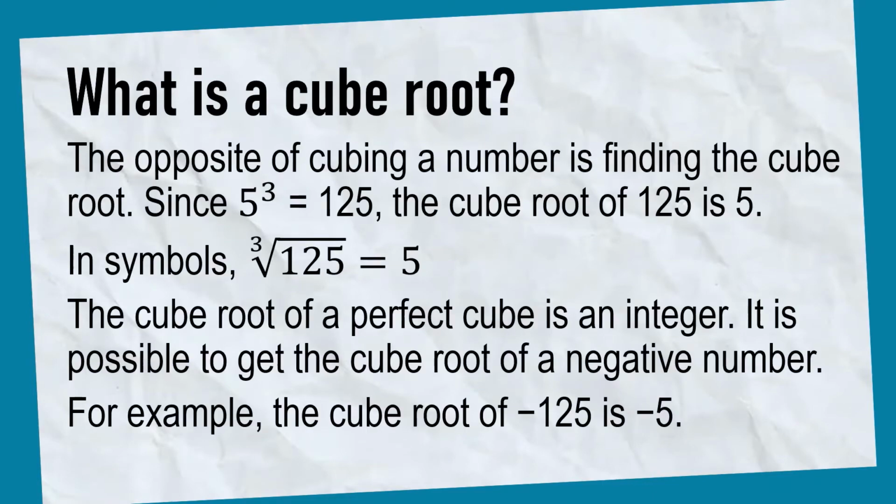The opposite of cubing a number is finding the cube root. Since 5 cubed is equal to 125, the cube root of 125 is 5. In symbols, we have this one. The cube root of a perfect cube is an integer. It is possible to get the cube root of a negative number. For example, the cube root of negative 125 is equal to negative 5.